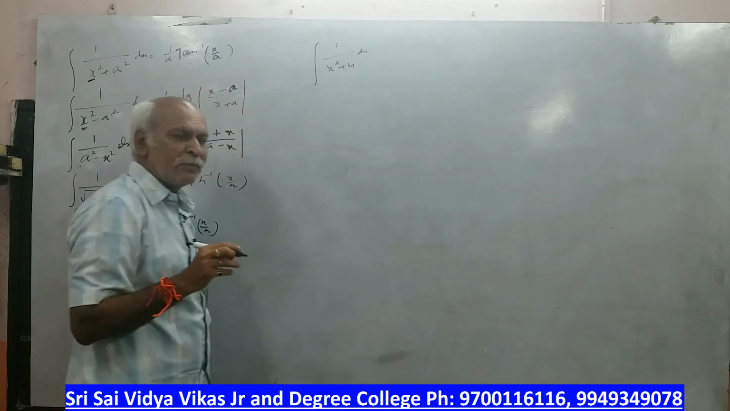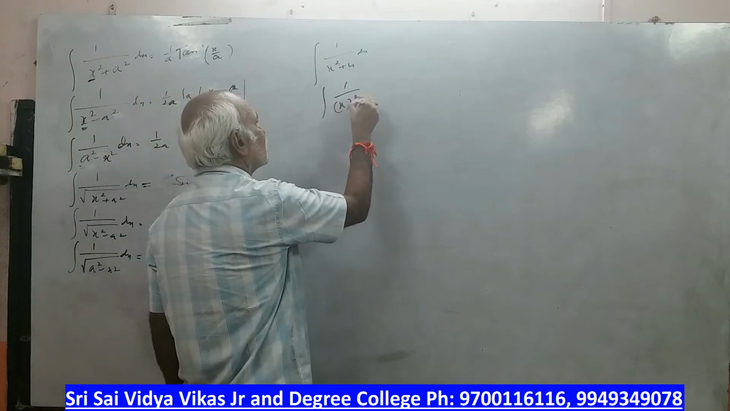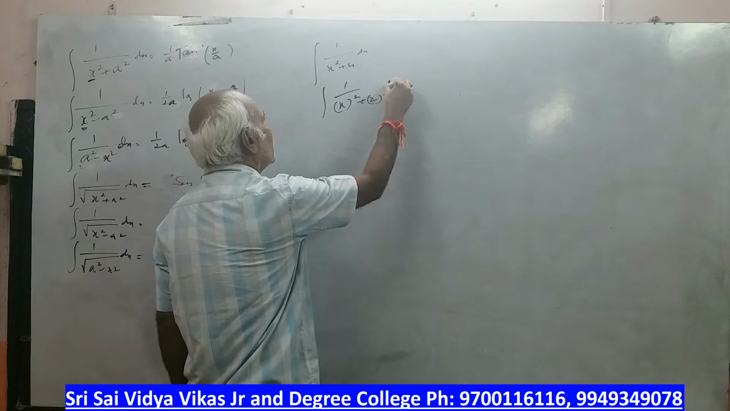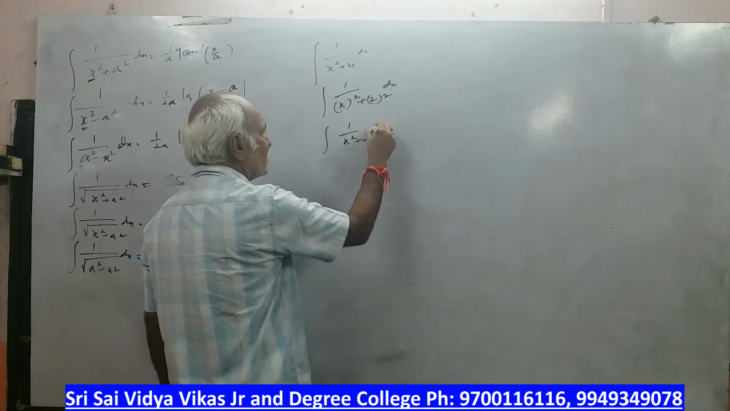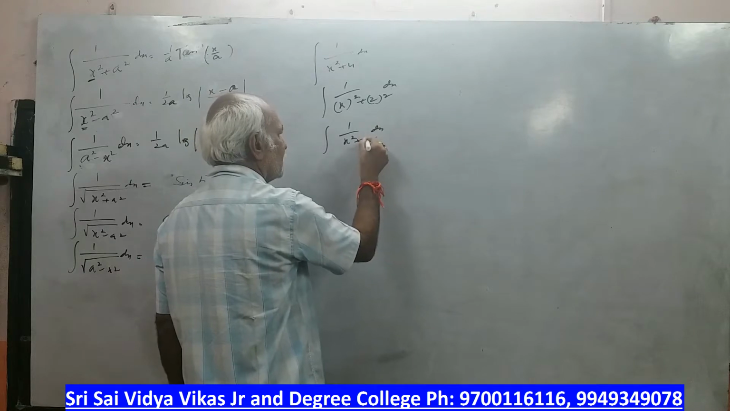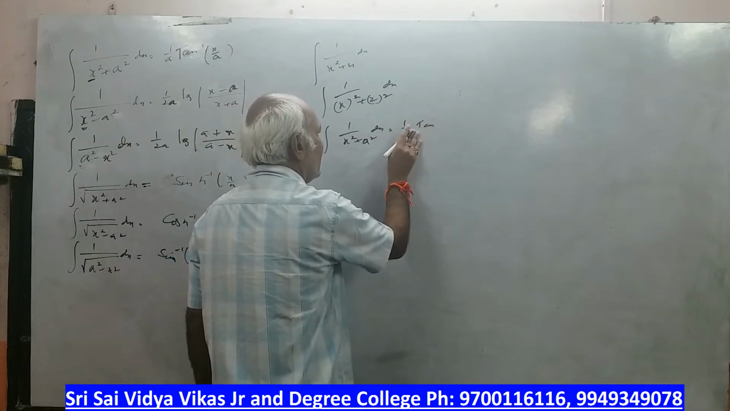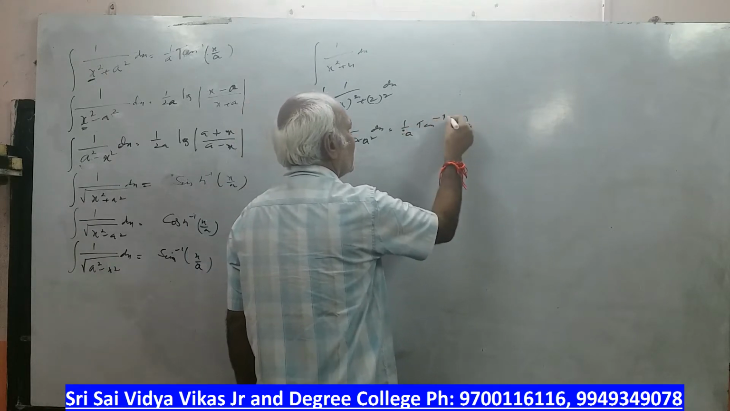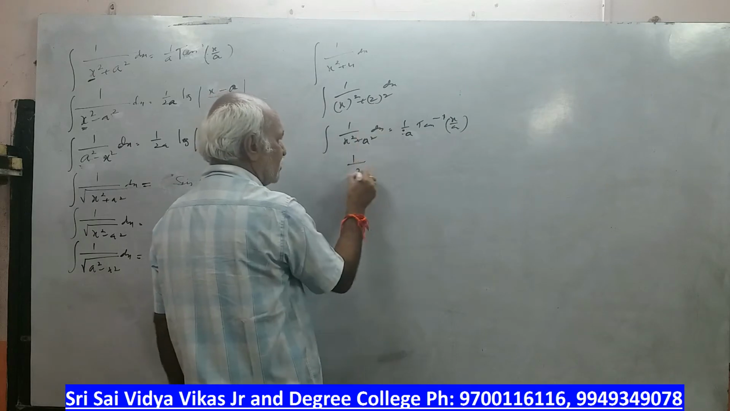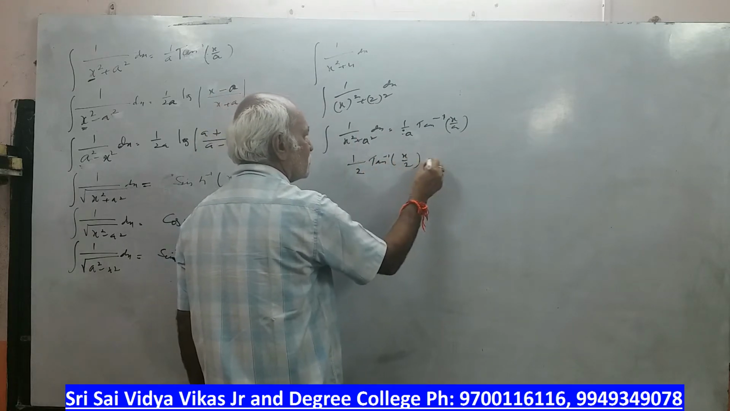1 by x square plus 4 dx. So this can be written as 1 by x square plus a square dx, which is nothing but 1 by a tan inverse x by a. So a is nothing but 2, so this becomes 1 by 2 tan inverse x by 2 plus c.